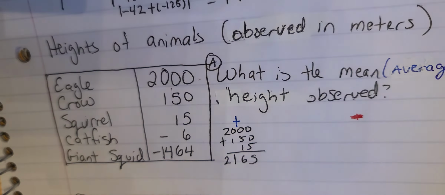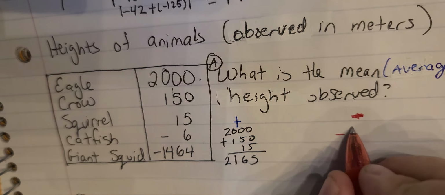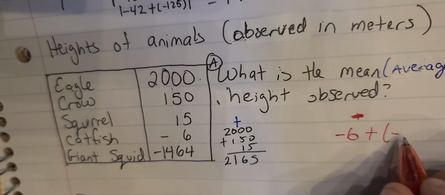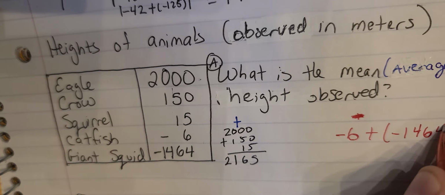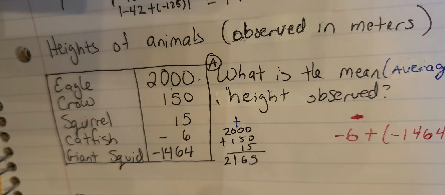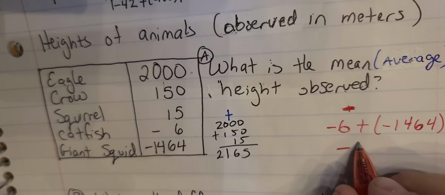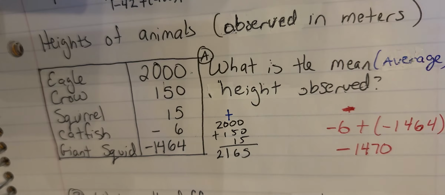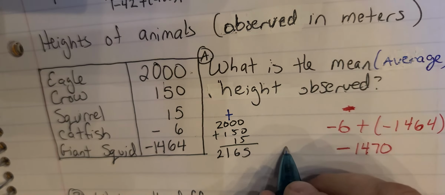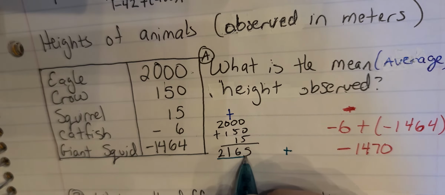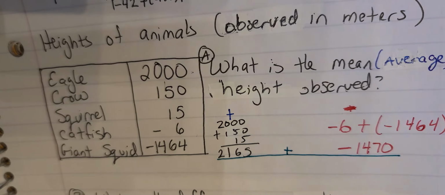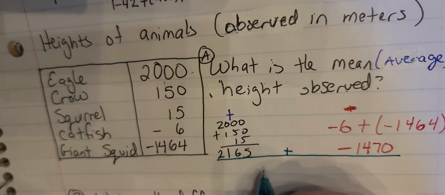So I'm going to get my negatives. I have negative 6 plus negative 1,464. Since they have the same sign, I'm going to keep the sign, and I'm going to add the two values, so I get negative 1,470. Now I still have to add these two pieces together. So 2,165 plus negative 1,470. My positive is larger than my negative, so my answer will be positive.